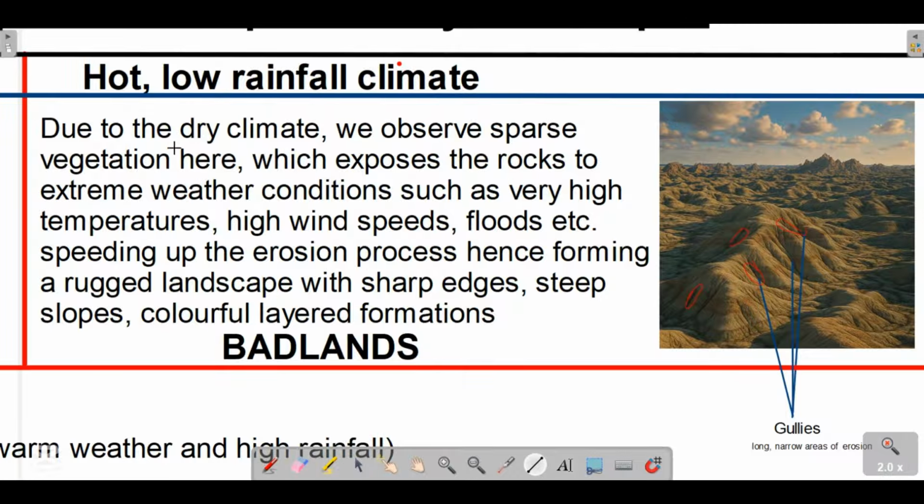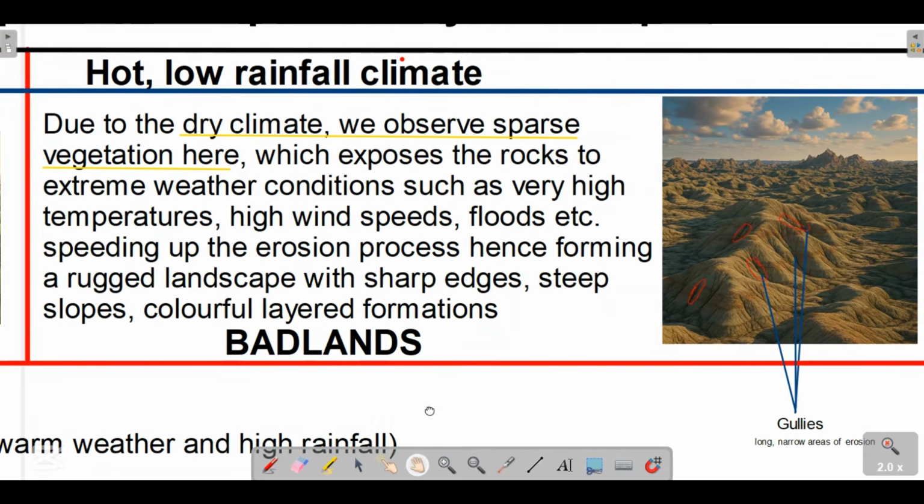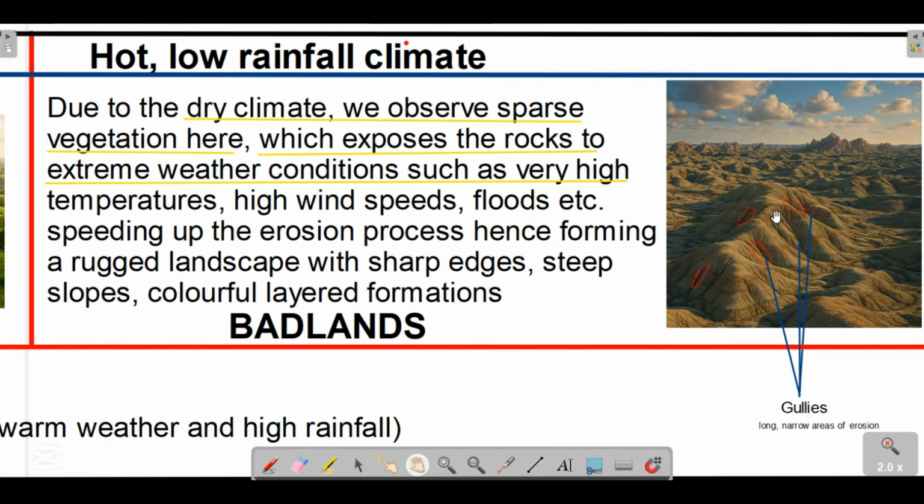So due to the dry climate, we observe sparse vegetation here. There's no vegetation at all, or there's very little vegetation due to that dry climate, which exposes the rocks to these extreme weather conditions, because vegetation serves as a cover and basically protects the rocks, or the soil, from extreme temperature and extreme weather conditions, like your high wind speeds, your floods, your high temperatures.